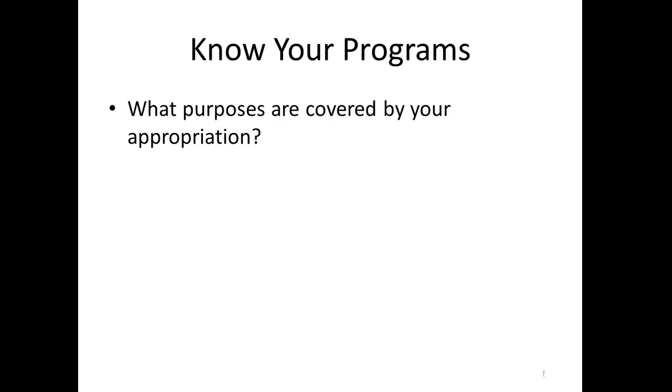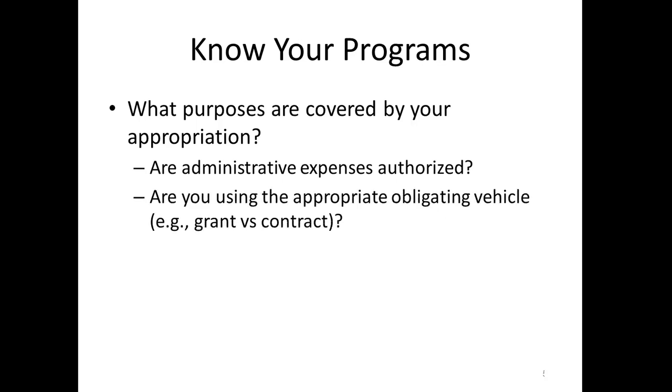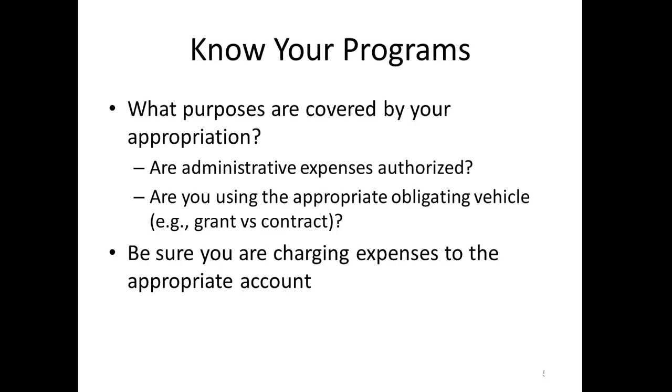Know your programs. It's important that you know your programs because roughly 40% of all violations reported to GAO have resulted from purpose violations. It's extremely important that you know what purposes are authorized by your appropriations. For example, are administrative expenses authorized? Are you using the appropriate obligating vehicle? For example, grant versus a contract? Are you charging expenses to the right account?